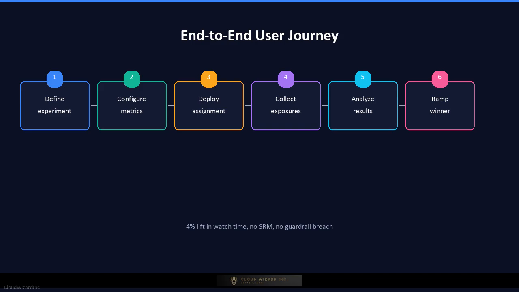After a week, the sequential testing engine reports a statistically significant lift of 4% in watch time, no guardrail violations, and no sample ratio mismatch. The team ramps the winning variant to 100% and documents the learnings.